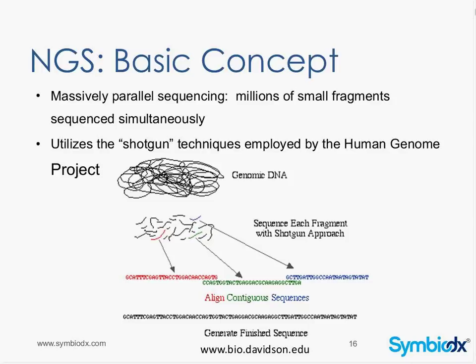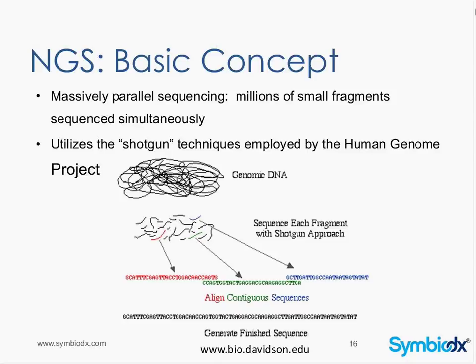The concept of next-generation sequencing is similar to that used in the Human Genome Project, something called shotgun sequencing. And what that means is we're going to break up the DNA into smaller pieces, we're going to sequence those smaller pieces, and then we're going to align them together to make a larger sequence.